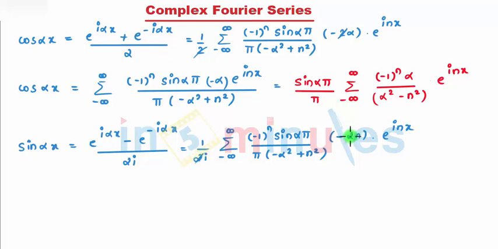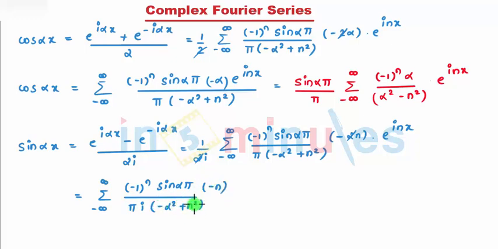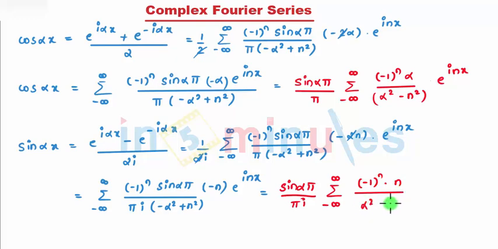So now I can just cancel out this 2 and 2 again, and then I finally get summation from minus infinity to infinity, minus 1 raised to n, sine alpha pi. There is i here, don't forget, so that becomes pi i, and here minus alpha square plus n square, minus n e raised to i nx. So this minus and this minus, again from the denominator I take minus common, so finally I get sine alpha pi divided by pi i, summation from minus infinity to infinity, minus 1 raised to n into n, whole divided by alpha square minus n square into e raised to i nx.